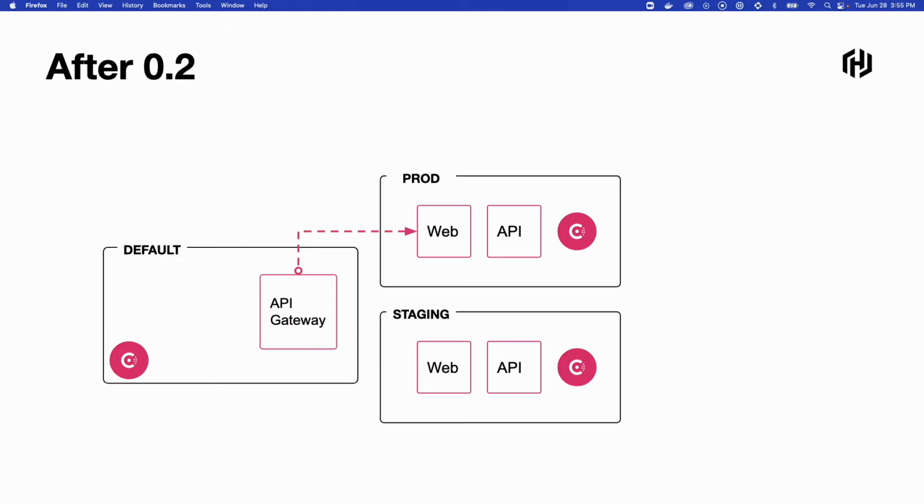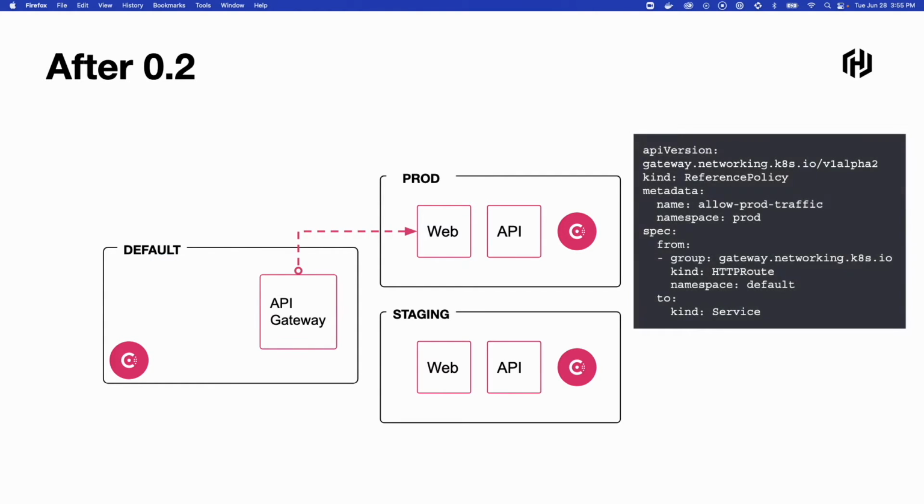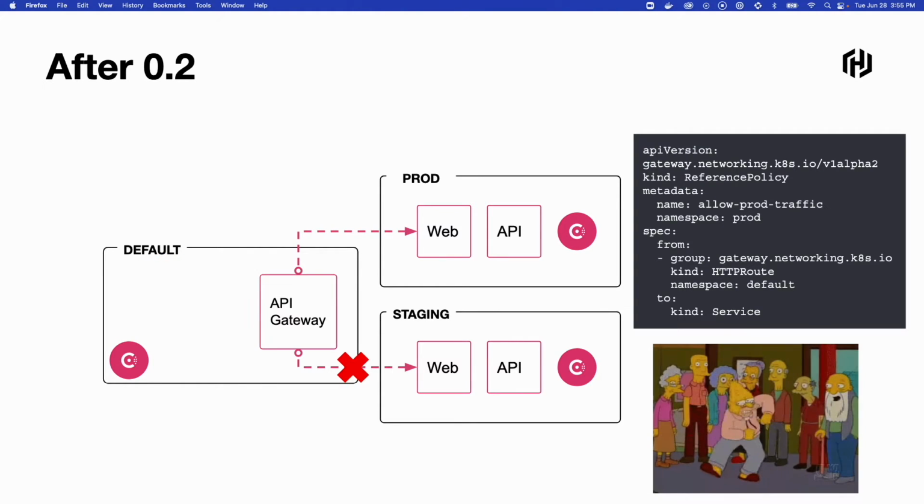Now with 0.2, we can run through the same scenario, but now I have what's called a reference grant policy in place, and that says that I'm allowing the prod namespace to receive routes coming from the gateway in the default namespace. Without this policy, the request would fail. So let's say again I try to establish that same route, I'm going to get a connection refused error, and everybody in the staging environment is going to be happy. So let's see what this looks like in practice.